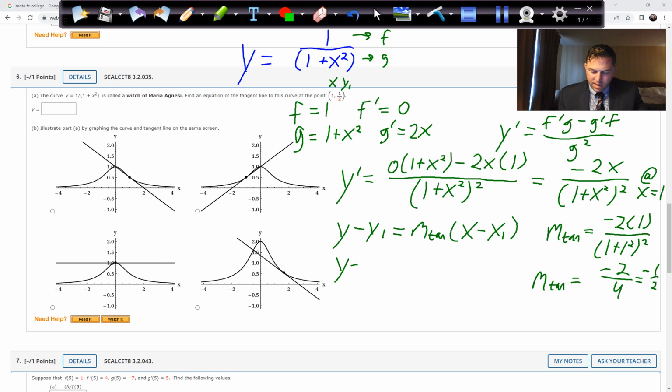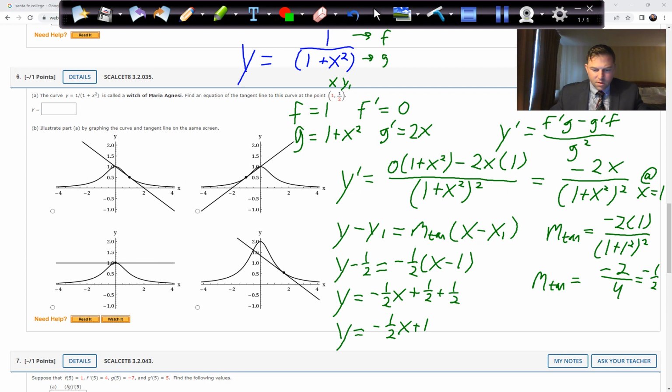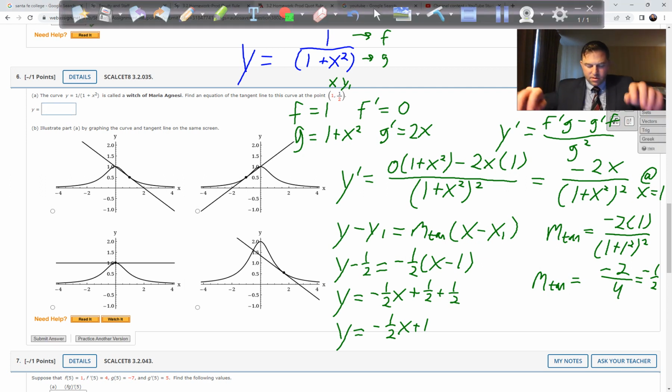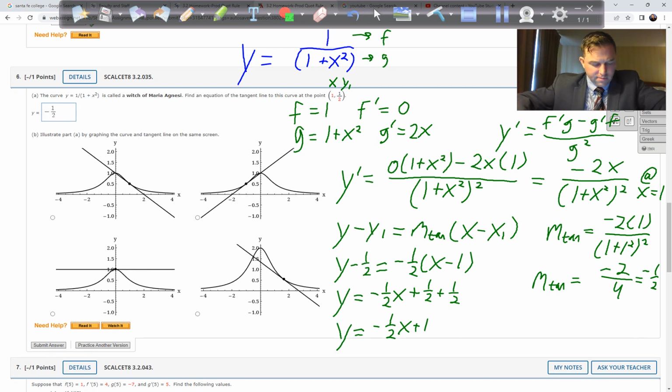So we get y minus 1/2 equals minus 1/2 times (x minus 1). So we get y equals minus 1/2 x plus 1/2, from the minus half distributed into the minus 1, plus another half from bringing the 1/2 on the left side over. So the equation of the tangent line should be y equals minus 1/2 x plus 1. Okay, so let's type that in. It's minus 1/2 x plus 1.